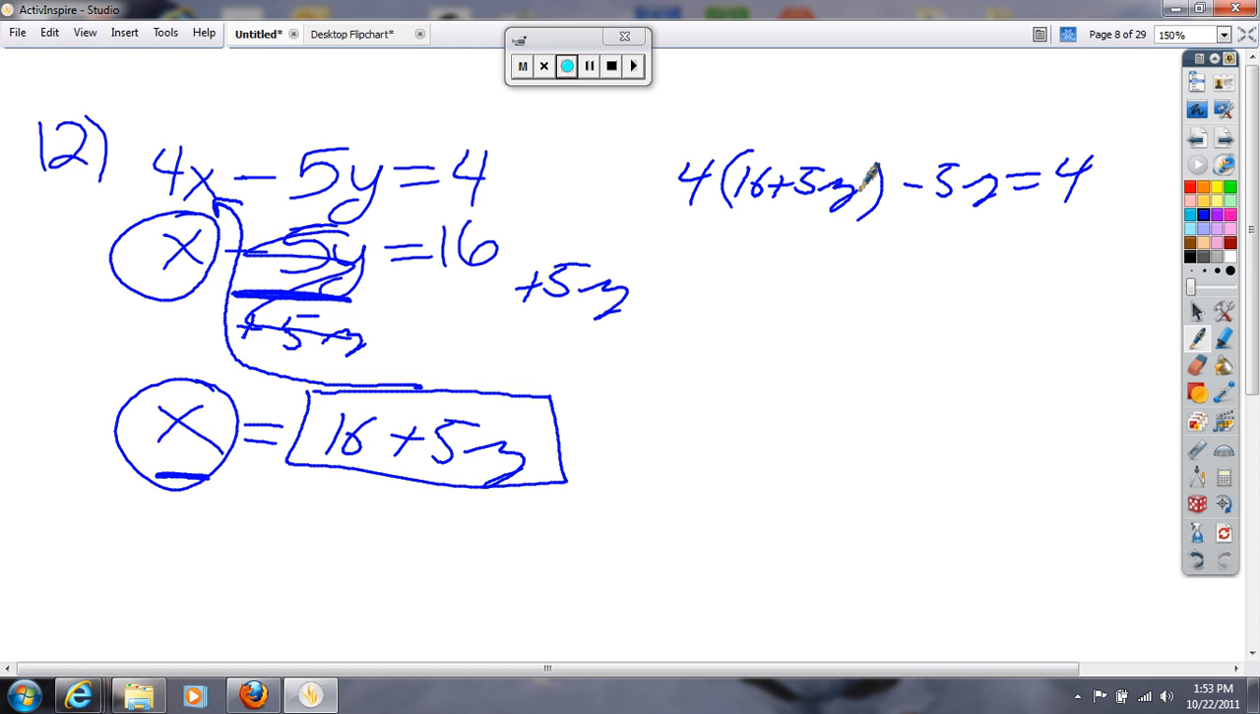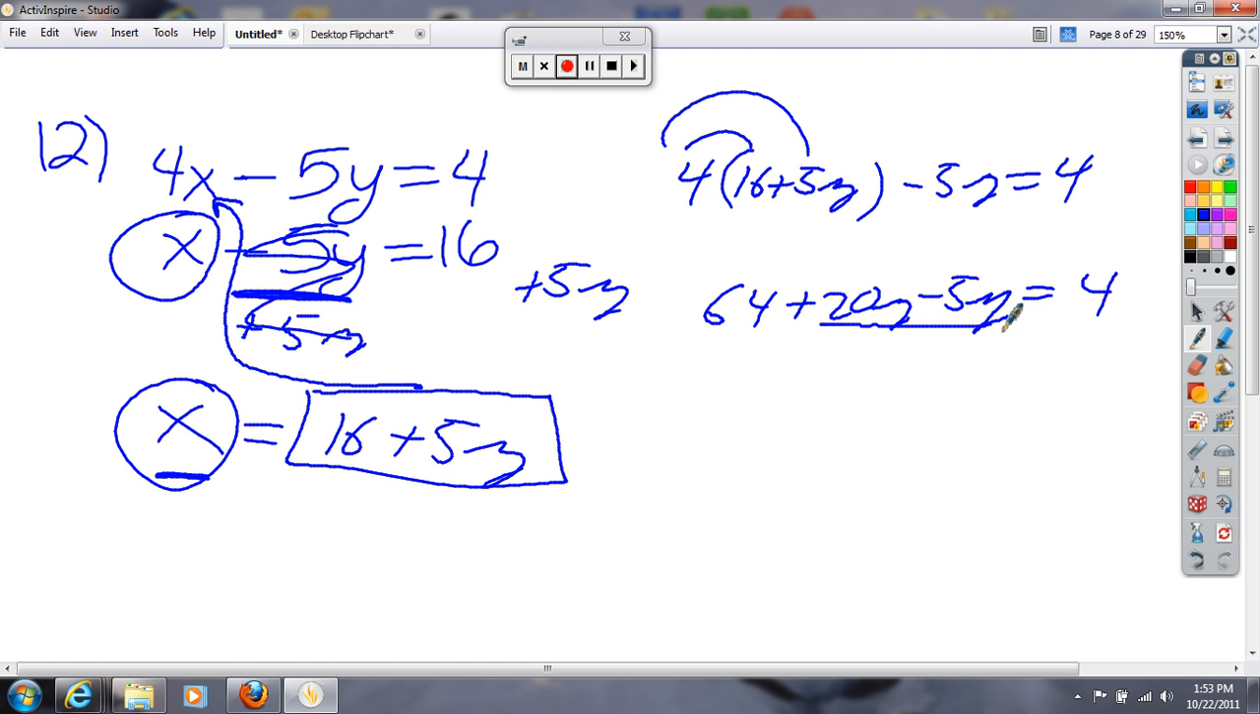Distribute. 4 times 16 is 64. 4 times 5 is a positive 20y minus 5y equals 4. I'm going to take 20y minus 5y is 15y. I'm going to take the 64, I'm going to subtract 64 because I need this to go to the other side, and it becomes a negative 64 over here.